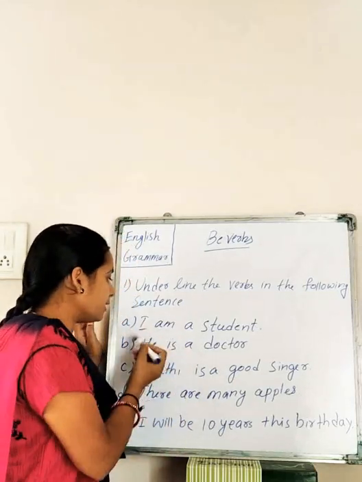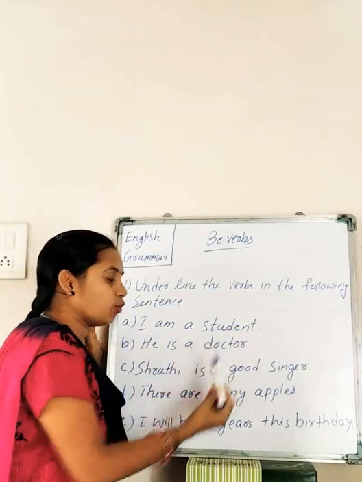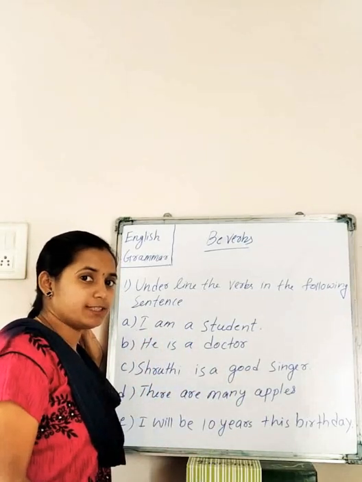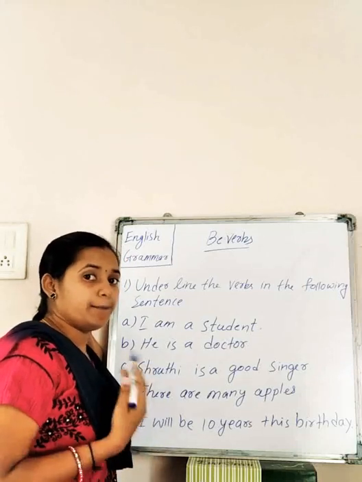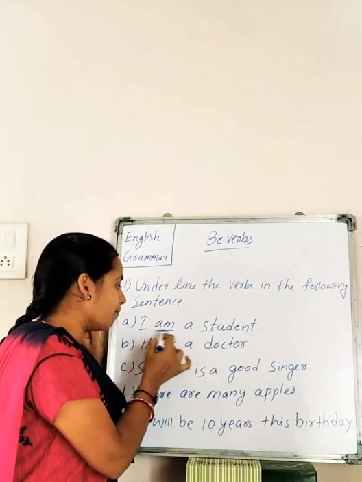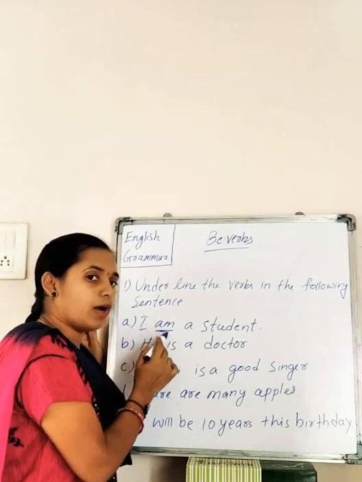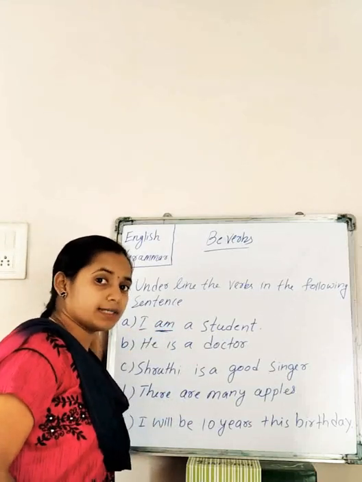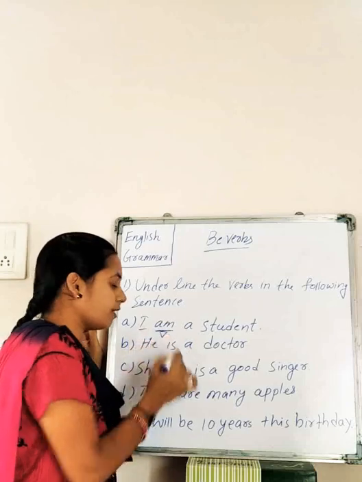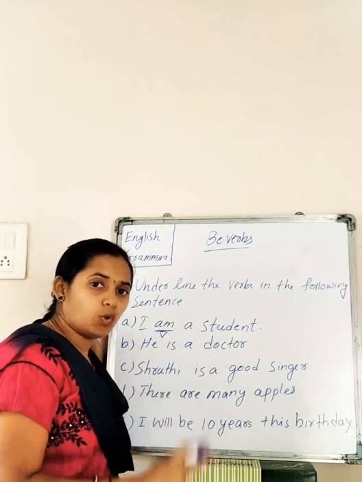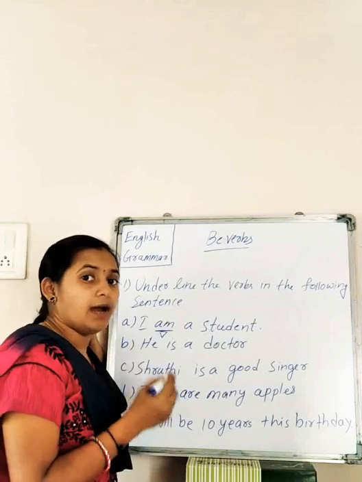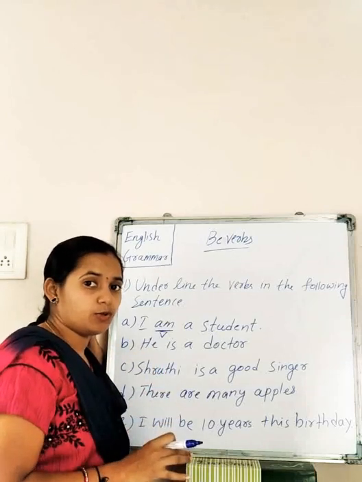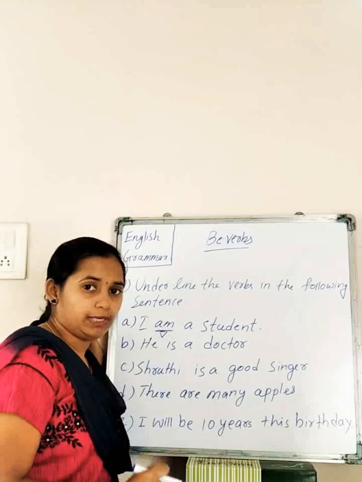Okay, so what is the first one? I am a student. Are you able to see any of the verbs here? Yes, as we know, the be forms of verbs. So am can be used with I. So am is what? An auxiliary verb, or you can say this is the verb. Because there is no main verb, or the main action is not there, here this particular be form is your main verb only.